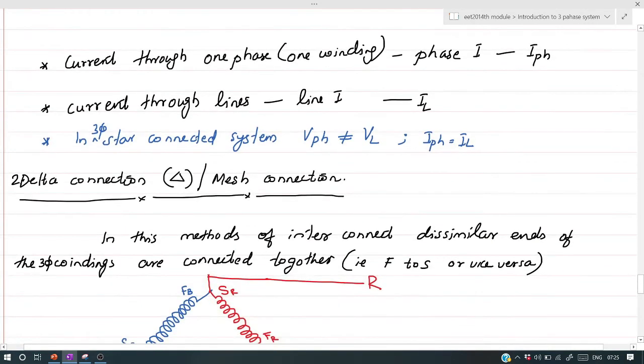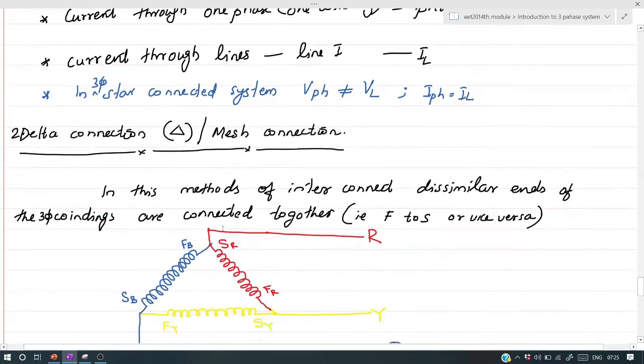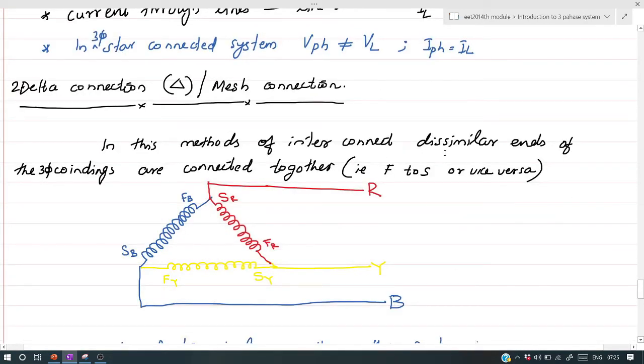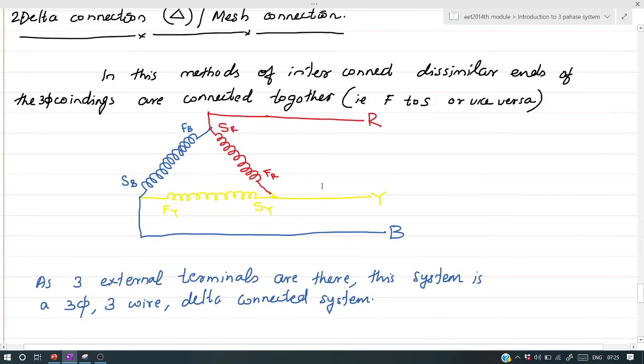Next interconnection is delta connection or mesh connection. In this method of interconnection, dissimilar ends of the three-phase windings are connected together. That is, finishing is connected to starting, or starting winding is connected to finishing winding, like this. So this is the schematic representation of a delta connected system, and R, Y, B are line terminals. In a delta connection system, we have 3 external terminals. So as 3 external terminals are there, this system is a 3-phase, 3-wire delta connected system.